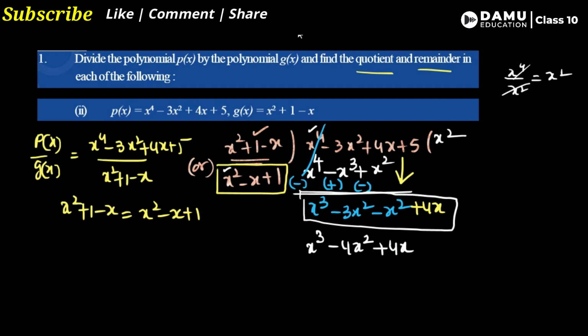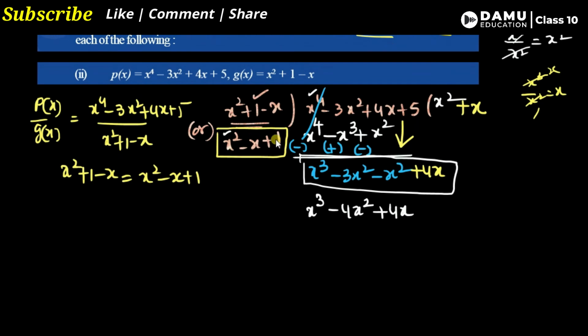x cube, and here x square is there. So x cube by x square, what will we get? x. So x square once, then x will be the quotient term, plus x. We multiply all these terms of the divisor with plus x: plus x into x square is x cube, minus x times x is minus x square, plus 1 into x is plus x. Dividing, we change the symbols: here minus, here plus, here minus.